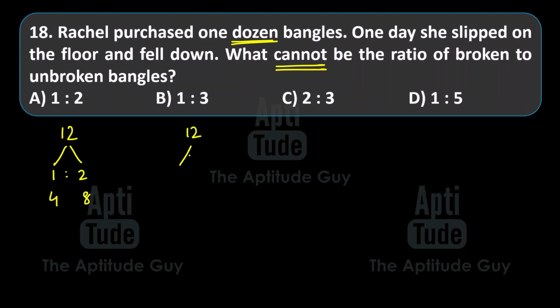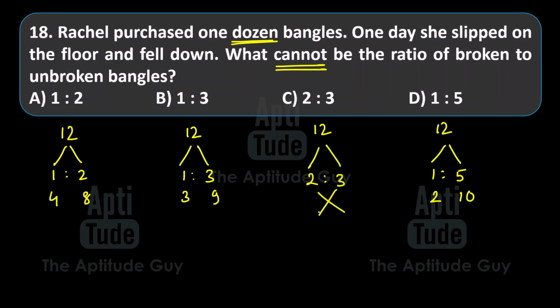Now we have 12. Can it be distributed in 1 is to 3 ratio? Yes, 3 and 9. 3 threes are 9. 3 plus 9, 12. Can 12 be distributed in 1 is to 5 ratio? Yes. We have 2 and we have 10. 2 fives are 10. 2 plus 10, 12. Can 12 be distributed in 2 is to 3 ratio? Absolutely not. So the answer is option C.